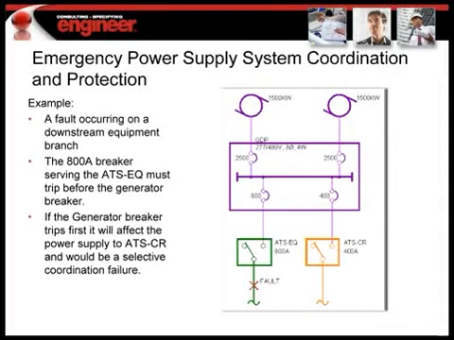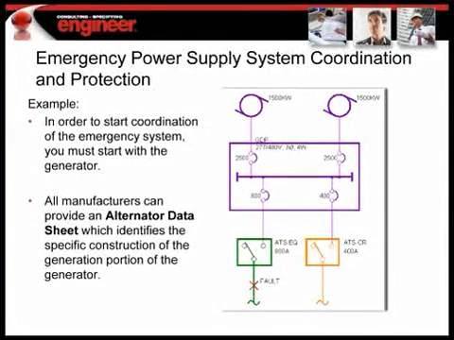The way that we demonstrate selective coordination is by putting all these breakers onto a time current curve format and showing how that plots. We do go into a couple of those curves later on in the presentation. So this is what I'm talking about. For the 800 amp ATS, ATS EQ, we want to make sure that that 800 amp breaker coordinates with the 2500 amp breaker serving the generators.